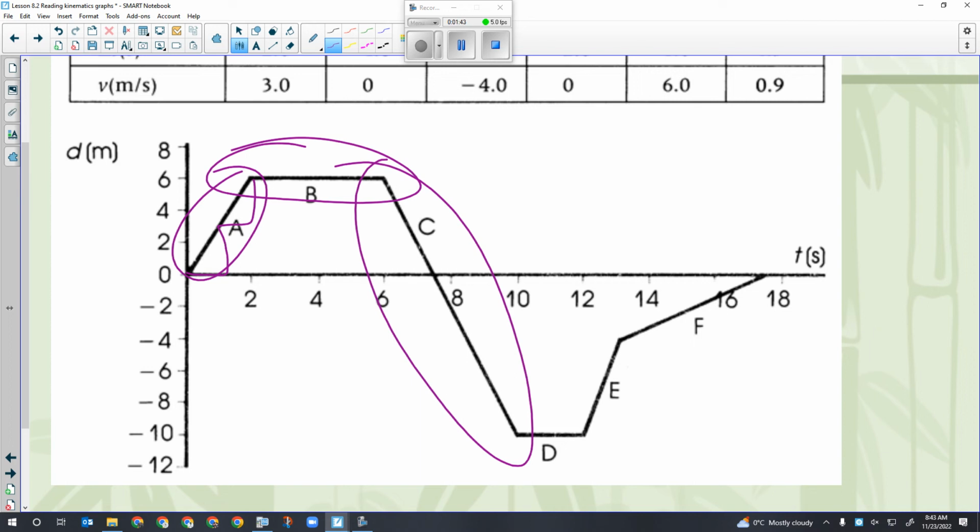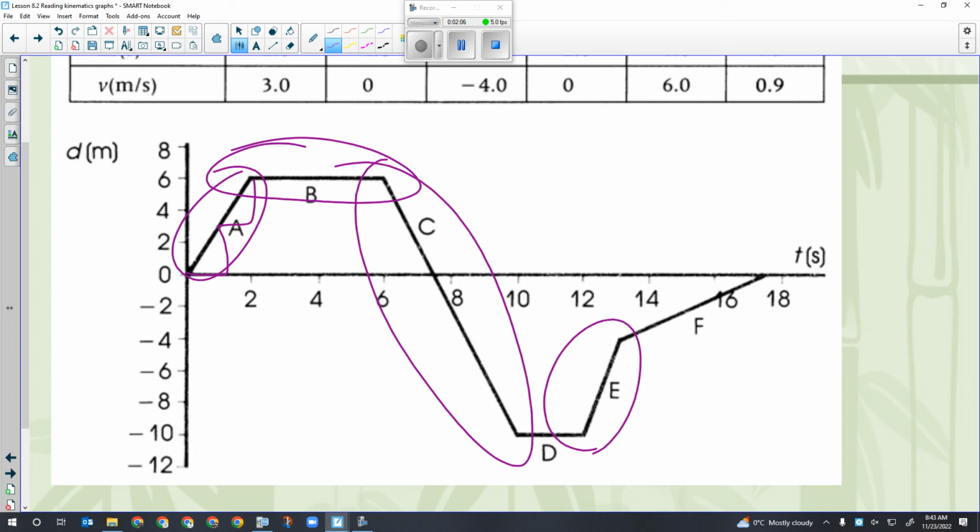E, because it's steeper. Okay, it's steeper. And we know that the slope of a line on this type of graph is equal to the velocity of the object. So the steeper the line, the faster the object is going. So that's the stuff we learned about interpreting a position versus time graph.